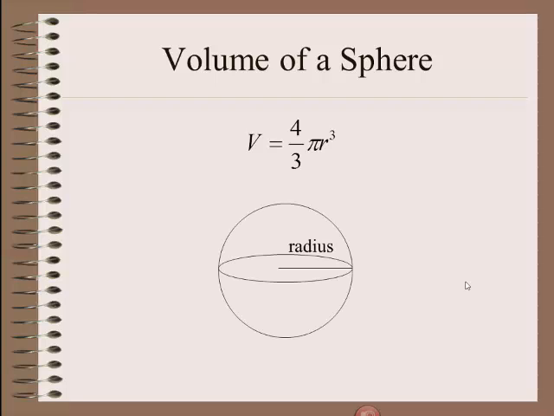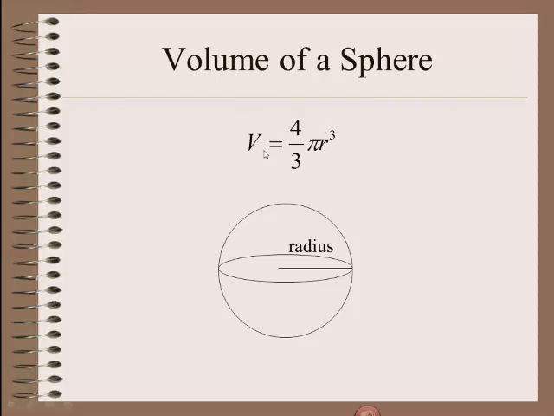Today we're going to talk about volume of some other figures besides cylinders and prisms. For example, a sphere. A sphere is like a ball. This is what a sphere looks like. To find the volume of a sphere, you take 4/3 pi r cubed.